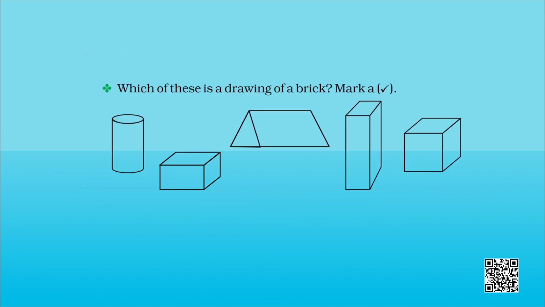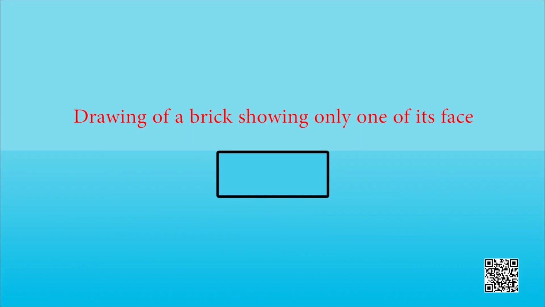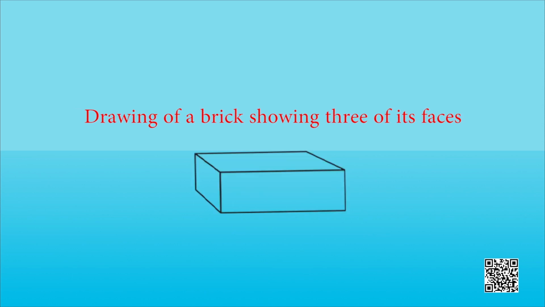Children, now you have seen the brick so carefully. Now, can you make out which of these is a drawing of a brick? Yes, you are right. This is a drawing of a brick. Let us look at the drawings of a brick. In the first drawing, we can see only one of its face. In the second drawing, we can see 3 of its faces.